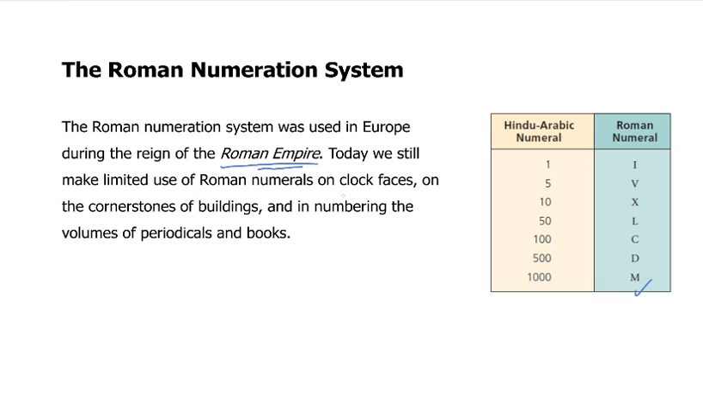So sa mga orasan, we use them on clock faces, on facades of buildings. We also see this in numbering the volumes of periodicals and books. So volume V for 5, volume X for 10, and so on. So 1, our Hindu-Arabic 1, the equivalent is the capital I. 5 is V, 10 is the capital X, 50 is L, 100 is C, 500 is D, and 1000 is M.